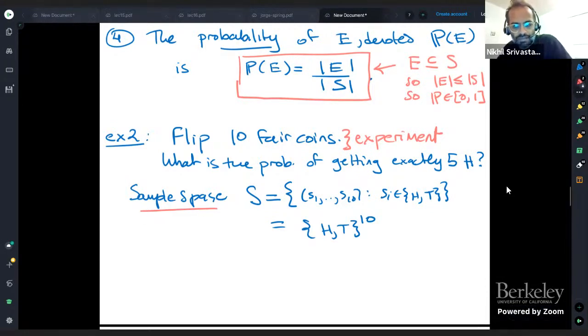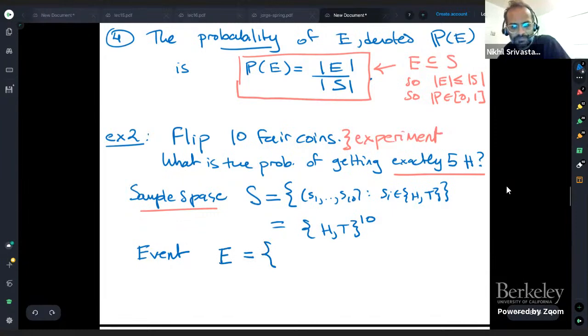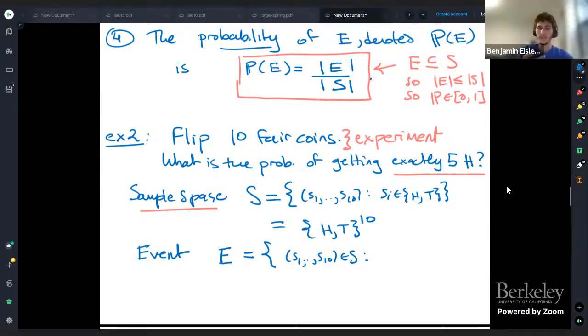Item 3 is the event, getting exactly 5 heads. Now we need to define the event, and again, we need to follow this rubric. What is the event? It's a subset of the sample space. It's the set of all strings of length 10 in the sample space such that 5 of the results are heads, and the rest are tails.